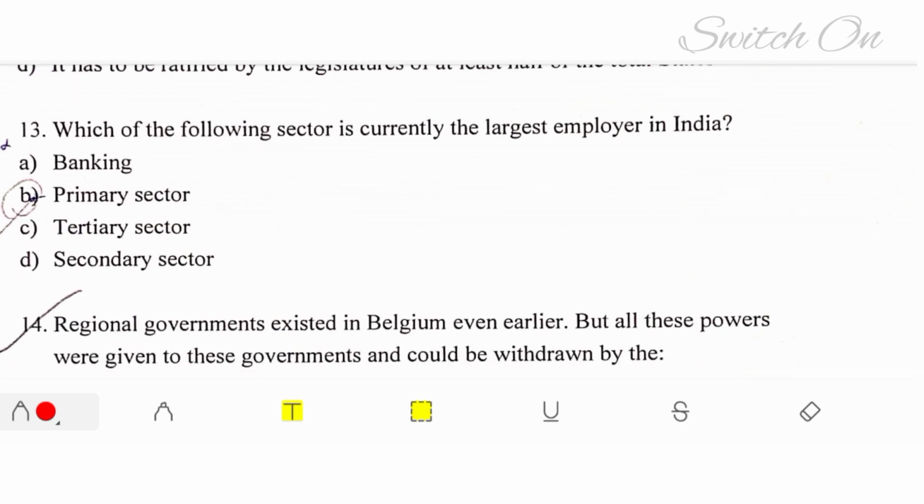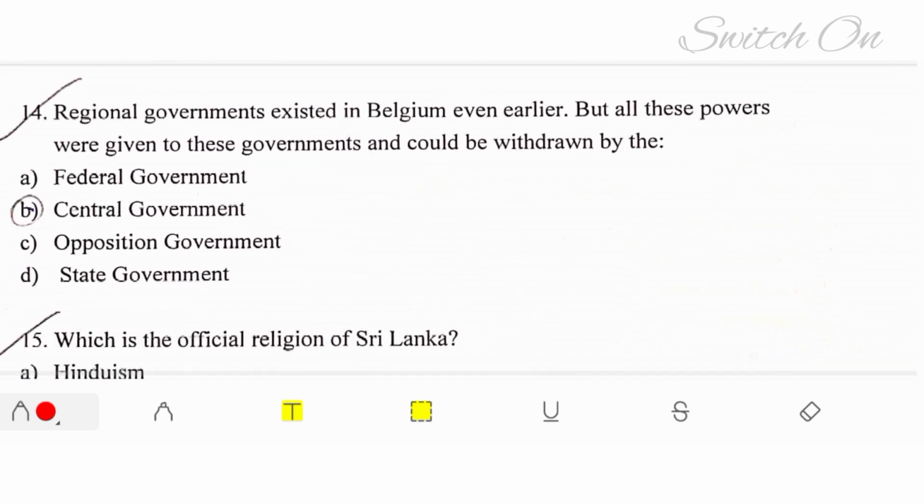Question number 13. Which of the following sector is currently the largest employer in India? The largest employer in India is the primary sector. Question number 14. Regional governments existed in Belgium even earlier, but all these powers were given to the governments and could be withdrawn by the central government.